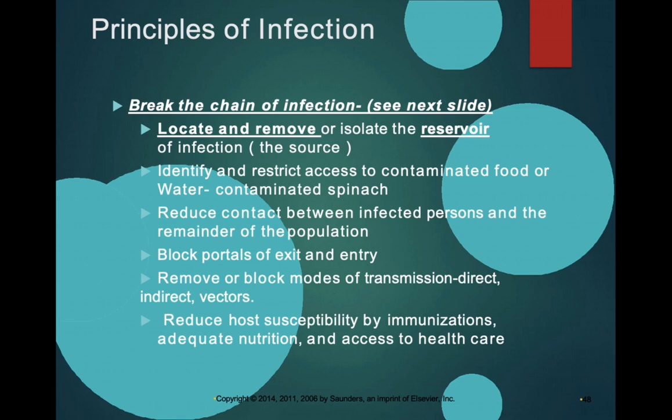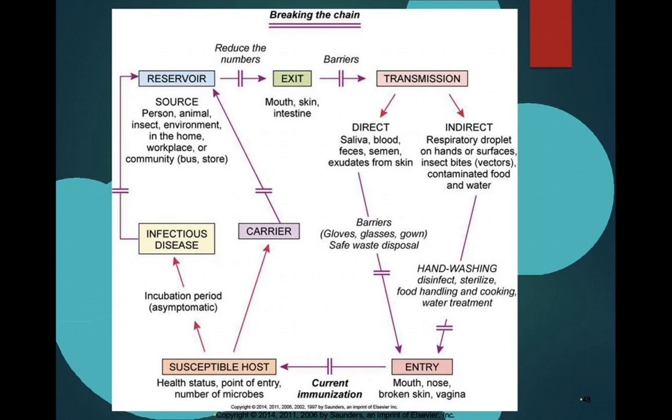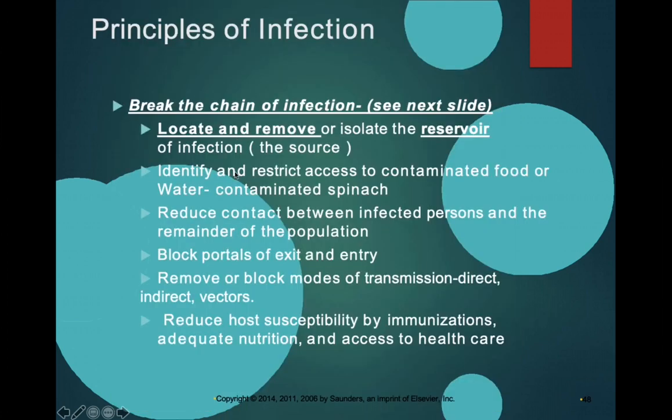To break the chain of infection, we have to find the reservoir, right? Locate and remove or isolate the reservoir. What is the reservoir? It's the source. Here is the reservoir, the source: the person, the animal, the insect, the environment in the home, the workplace, the community, the bus or the store. Identify and restrict access to contaminated food or water. We've heard many times of E. coli infections from contaminated spinach or lettuce or tomatoes, right? So it has to be identified.